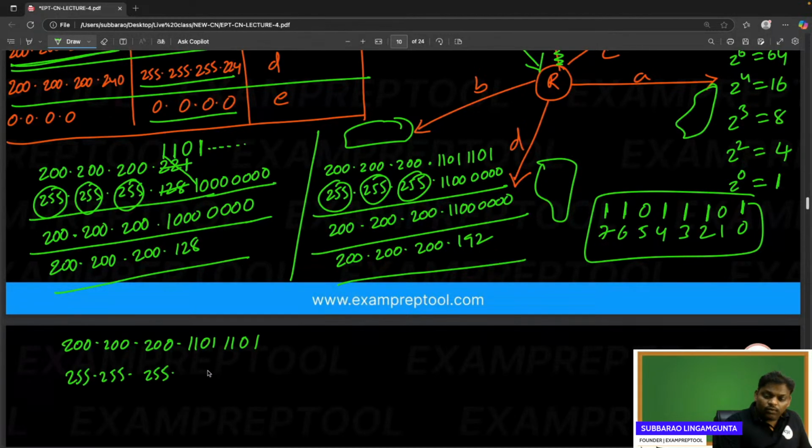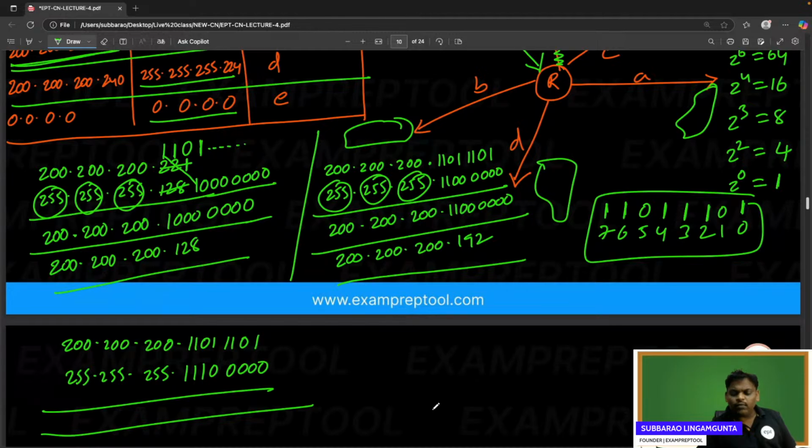So what is the 224 in binary? If you observe, I think 224 is going to be 111 followed by 4 zeros. Just convert properly. I am doing this for the fourth one.